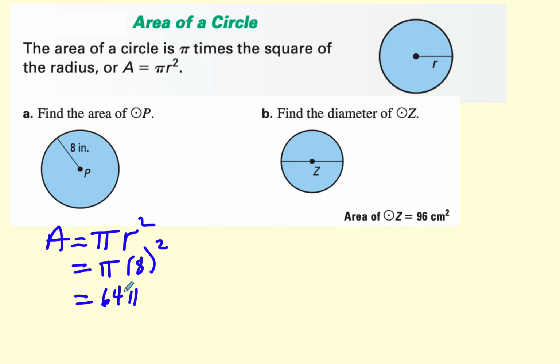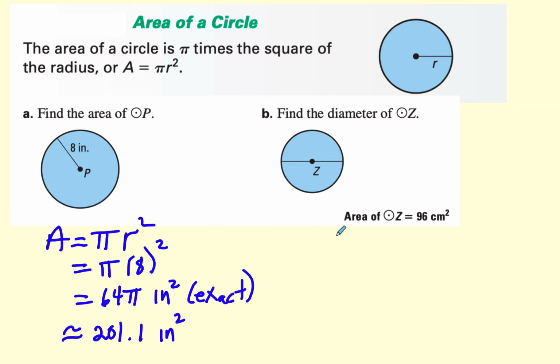Now this is area, so you're going to say inches squared. This is an exact answer. If I ask for exact, you leave it in pi. Let me go ahead and give you the approximation as well. The approximation is about 201.1 inches squared, and that is a rounded number.